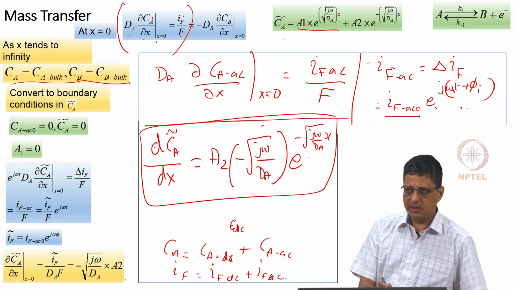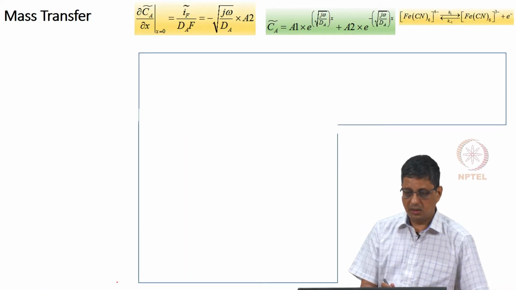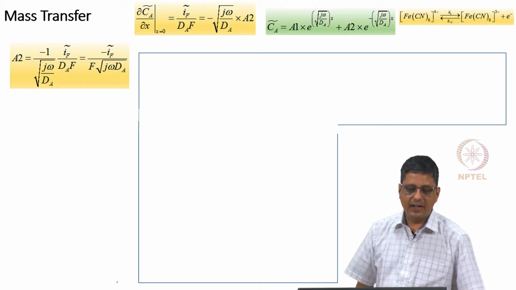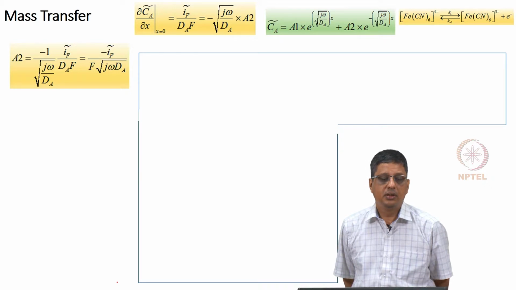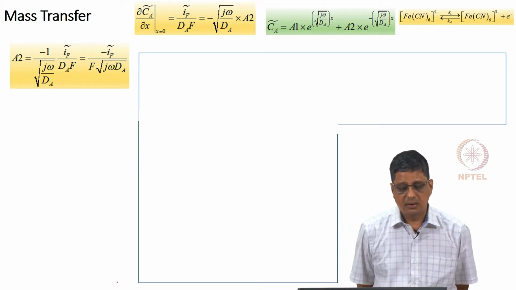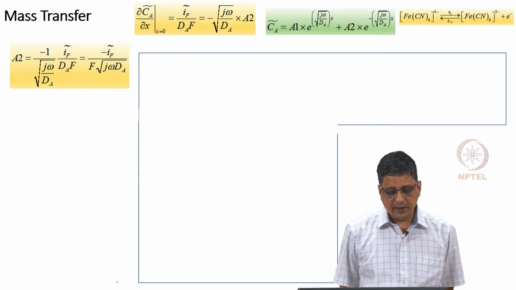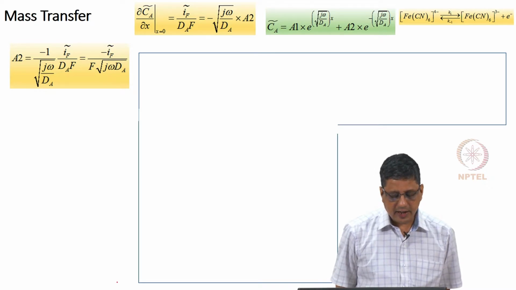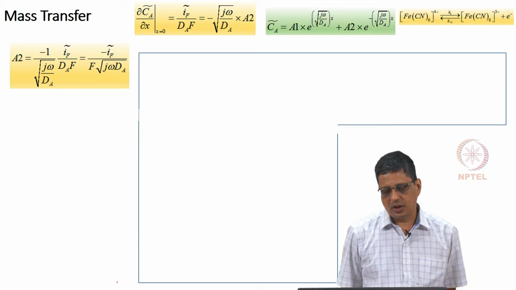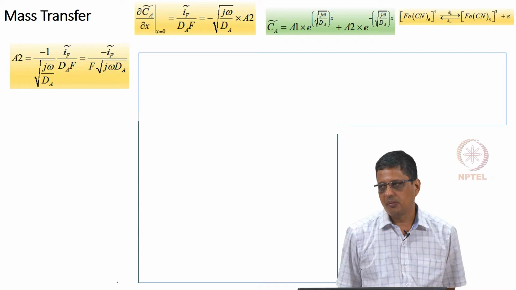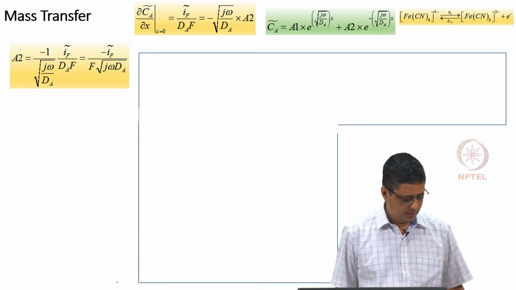So, you are able to get up to this. So, we will rearrange it and we write A2 as minus If tilde divided by Faraday constant. We have one factor of dA, another factor within the square root, and after rearranging you would get j omega dA. It is just an algebraic arrangement of that.